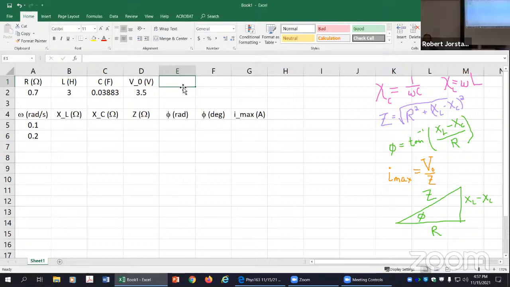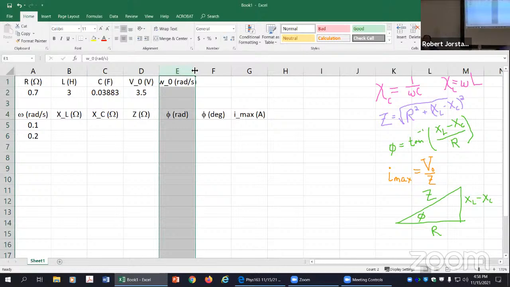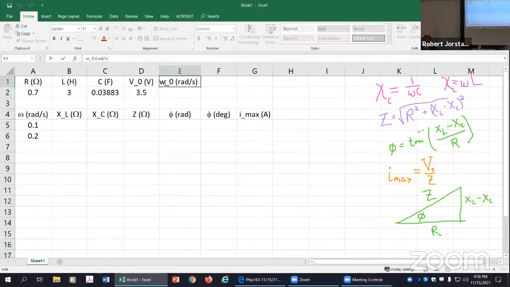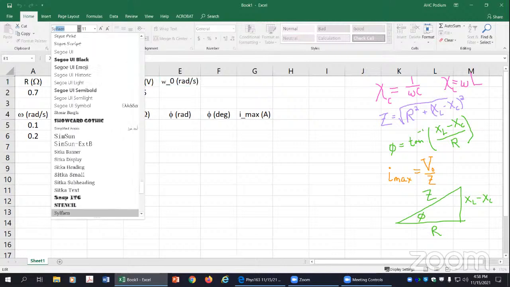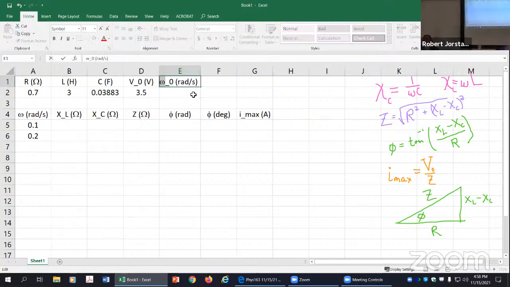Do we know any special values of omega that might be useful as a reference to get a feeling for this problem? What's the one special frequency called? Isn't there a formula for that? What was the formula for omega naught? 1 over square root LC. Let's get that in here. So this is equal to 1 divided by square root of LC.